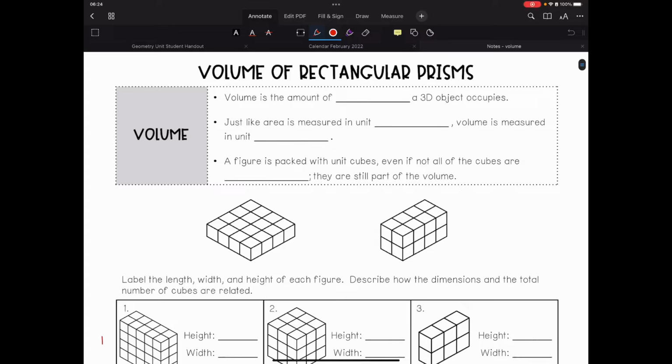In today's lesson, we're going to look at volume, what it is and how to calculate it. So what is volume? Well, volume is the amount of space a three-dimensional object occupies. Just like area, which is measured in units squared, volume is measured in units cubed.